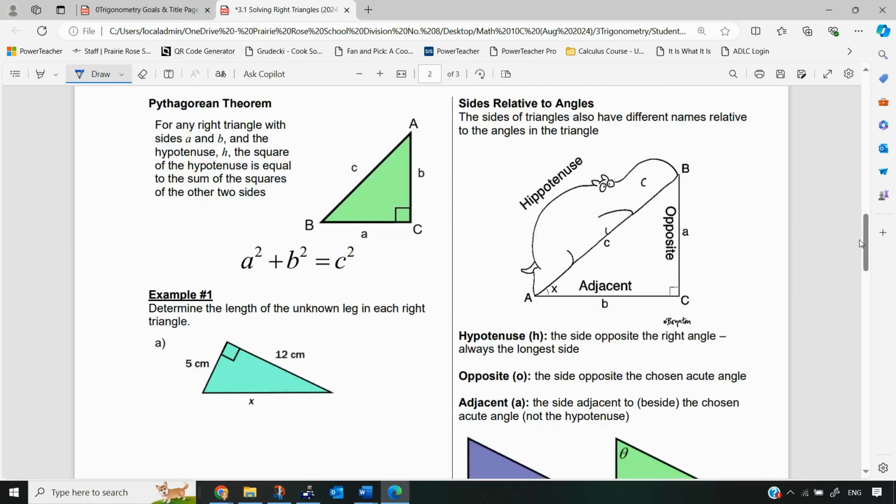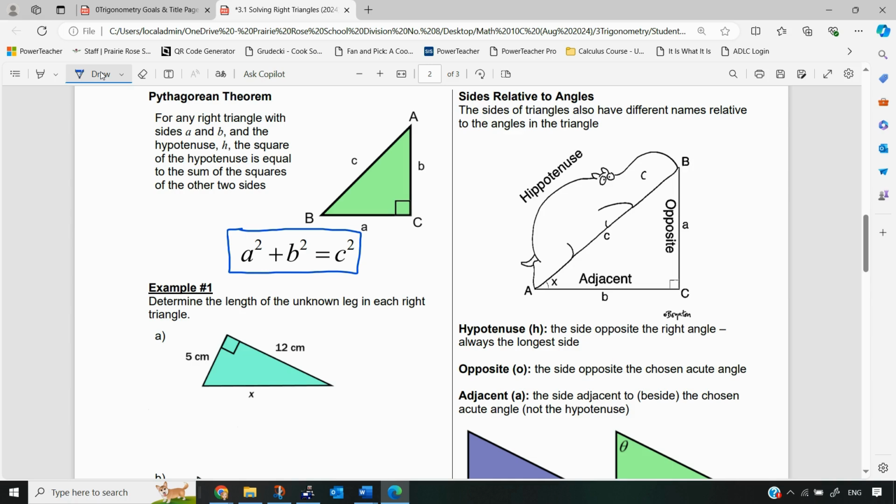Now, when we're working with trigonometry, we will often also be using the Pythagorean theorem. And if you remember from junior high, the Pythagorean theorem says that the square of the hypotenuse is equal to the sum of the squares of the other two sides. So our general formula is a squared plus b squared equals c squared. So let's work through a few examples.